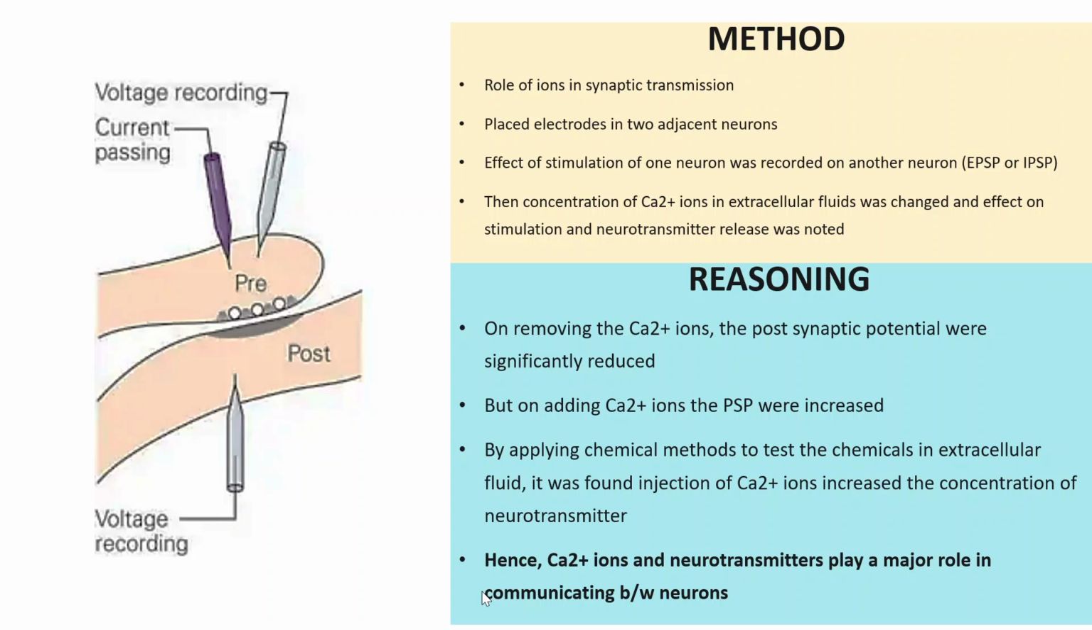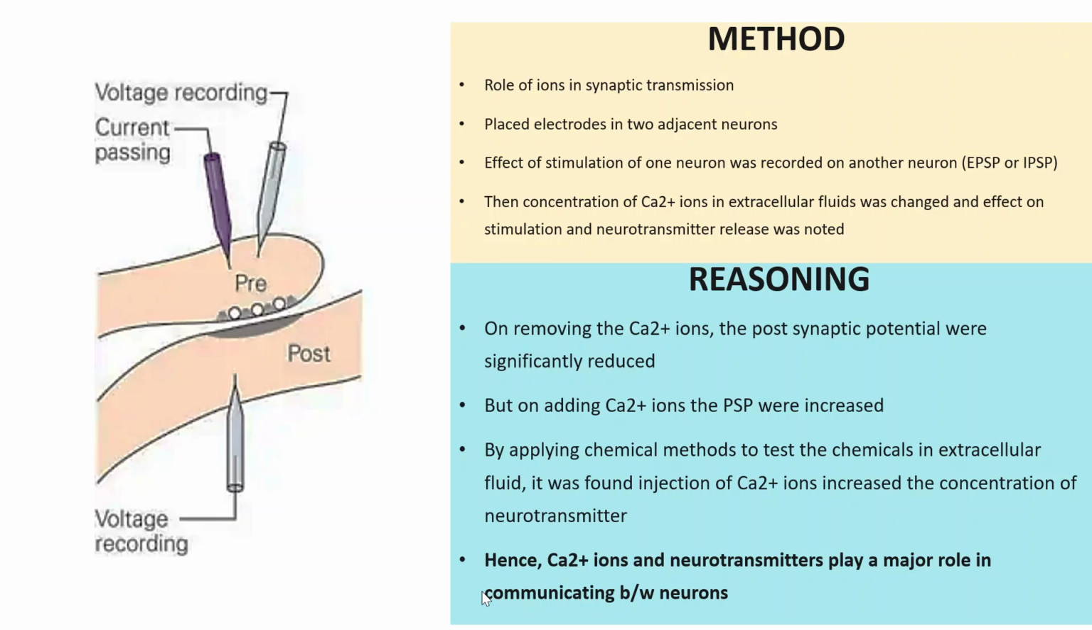And what they did was they placed electrodes across the two neurons, one on one side and another on the other side. Okay, cool. And they noted the effect of stimulation of one neuron on another in the form of postsynaptic potential, whether excitatory or inhibitory. And what they found out is that the concentration of Ca2+ ions has a major role in affecting the currents that travel across the neurons.